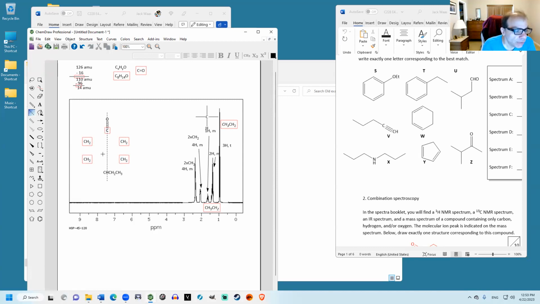And from that, it looks to me like we've almost drawn a molecule. All we need to do is connect everything into a six-membered ring. So C double bond O, two CH2s, two more CH2s, and then CH, CH2, CH3.